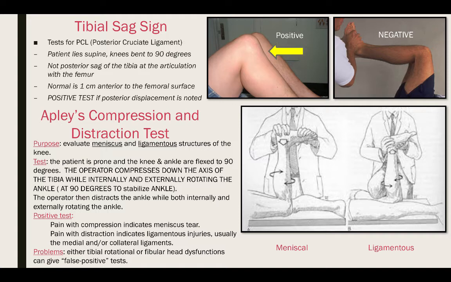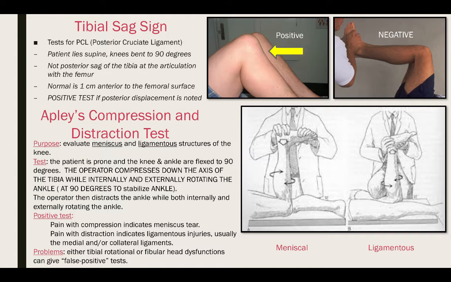Apley's compression and distraction. Obviously, as you compress into it and twist around, you're compressing onto the meniscus, trying to catch any little meniscal tears there. If you're distracting, you're going to be testing the ligaments, so the medial collateral and the lateral collateral.